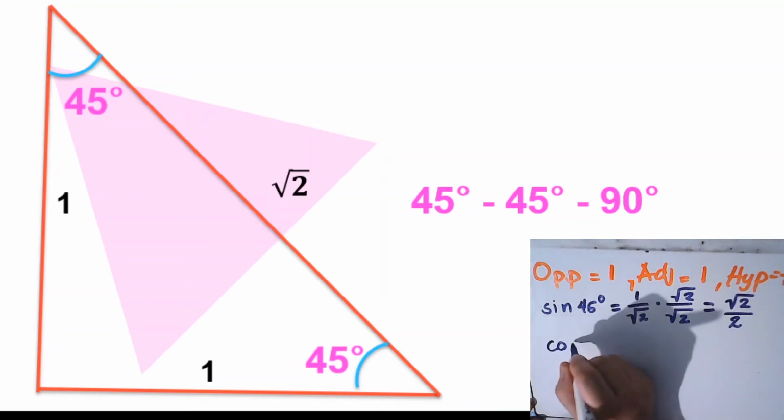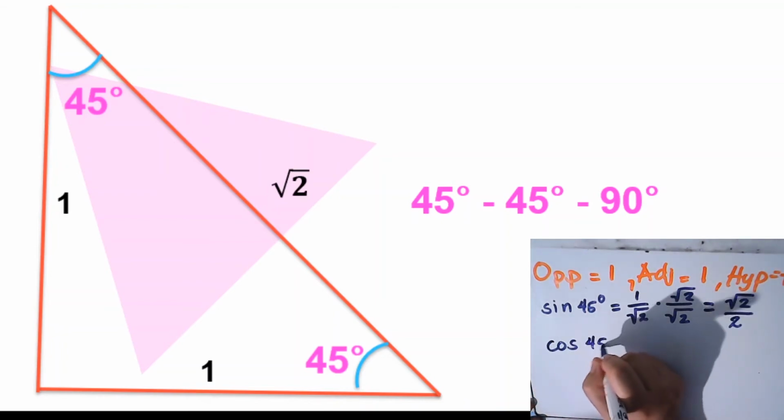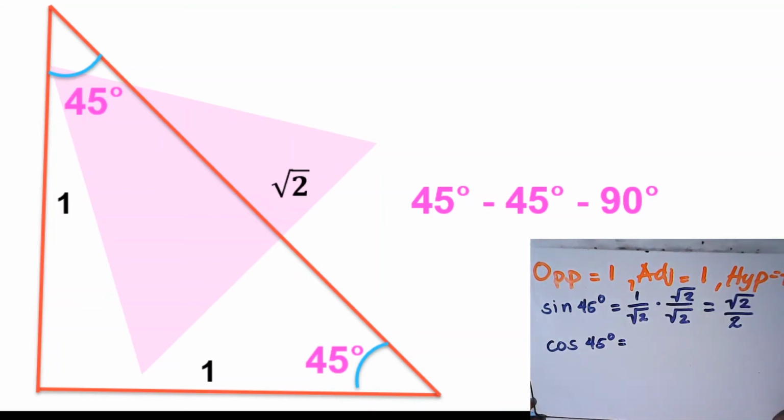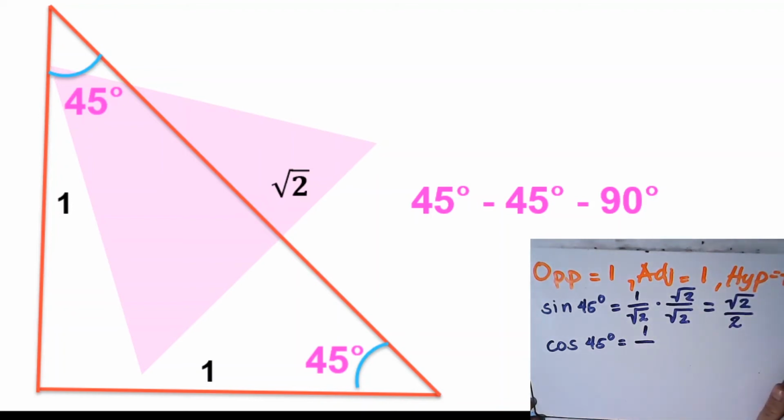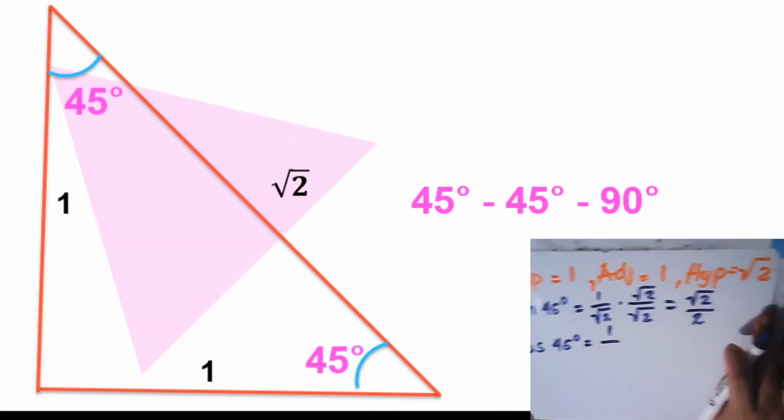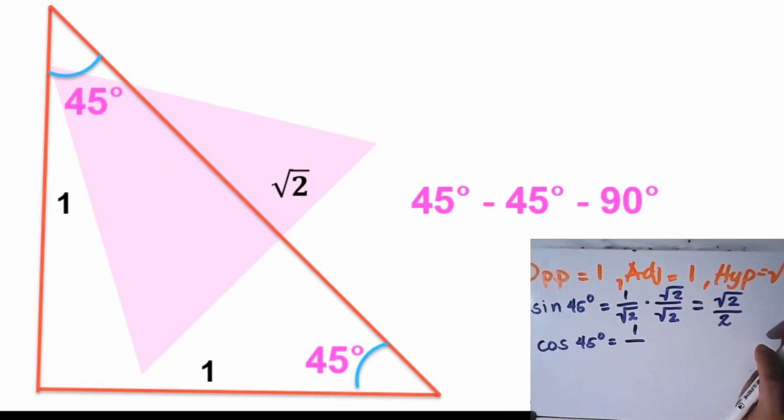Let us now get cosine of 45 degrees. Cosine is adjacent over hypotenuse. Adjacent side measures 1 unit and the hypotenuse is square root of 2.